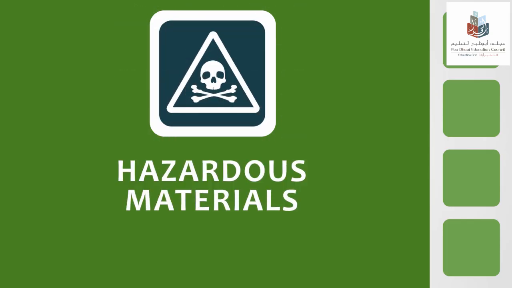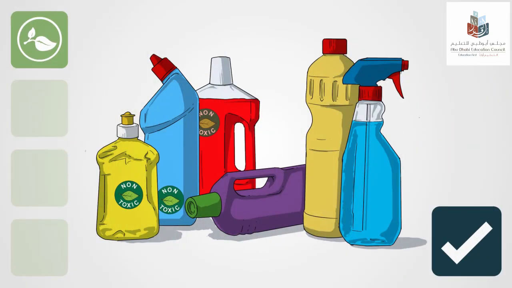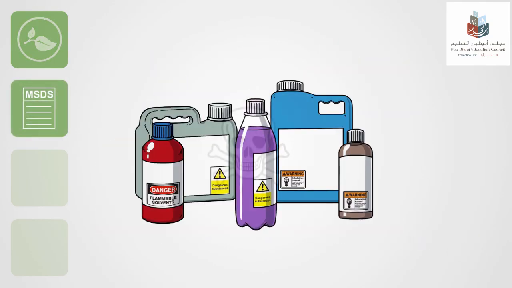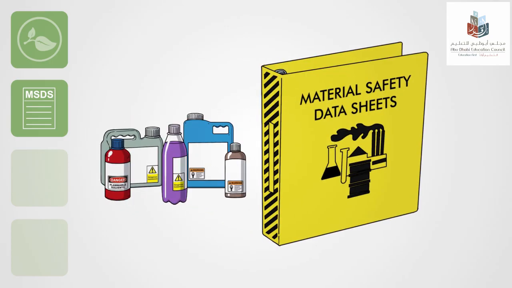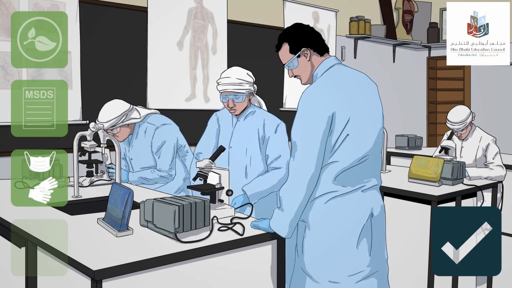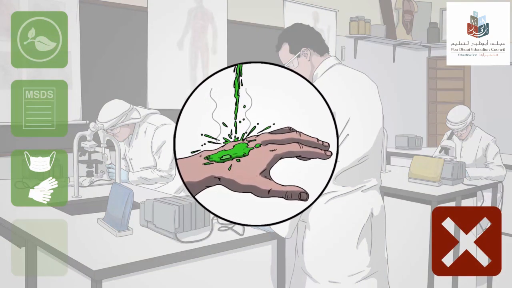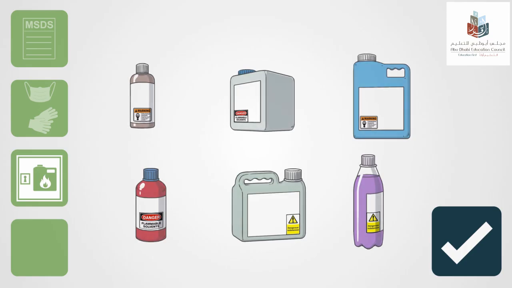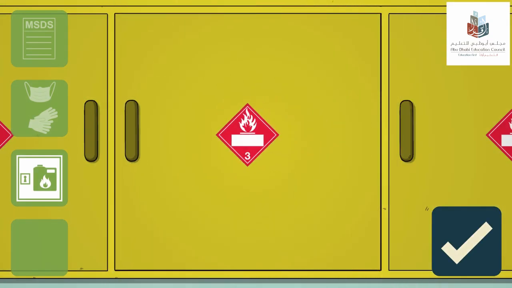Hazardous materials. Wherever possible, we will buy environmentally friendly, non-hazardous, and non-toxic products and materials. Hazardous materials such as laboratory chemicals, cleaning products, paints, and solvents must be provided with its material safety data sheets, MSDS, and must be handled correctly with the correct personal protective equipment, PPE, to prevent harmful exposure to hazardous or toxic substances. Ensure hazardous materials are properly labeled, safely stored, and kept separate from other materials.